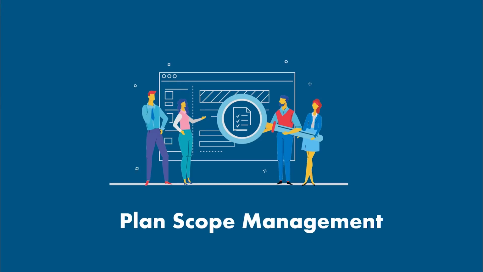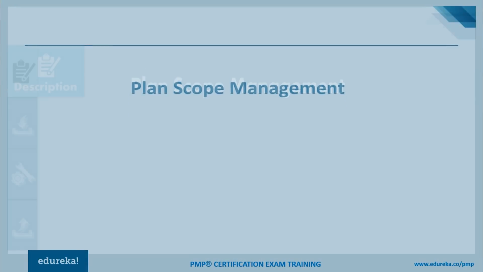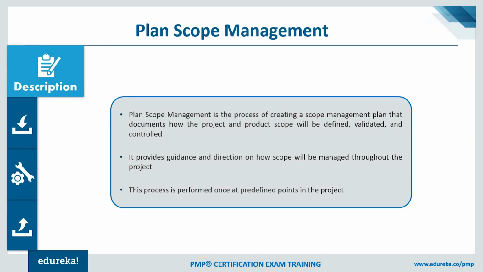And as the name says, plan scope management is all about defining our approach. How are we going to go about managing scope on the project? So it's largely about defining that approach. Like in terms of how are we going to define the product scope? How are we going to validate it against the acceptance criteria?